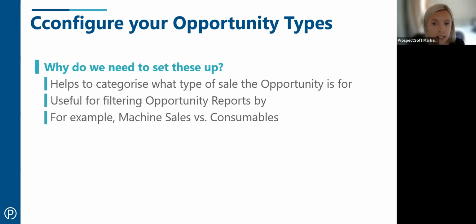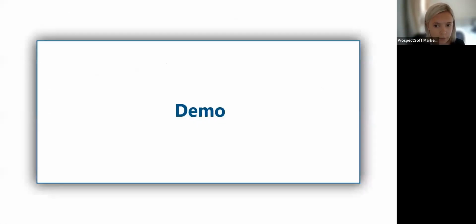If you don't really need to categorize your opportunities by things like that, that's absolutely fine. Opportunity types aren't mandatory, so you don't have to set those up, but it is really useful when you're filtering on the reports. If you've got a list of 100 odd opportunities, you might want to just see the machine sales opportunities. If you've got that type configured, you would then be able to filter those opportunities down. So it is worth setting up if you do have different types of sale.